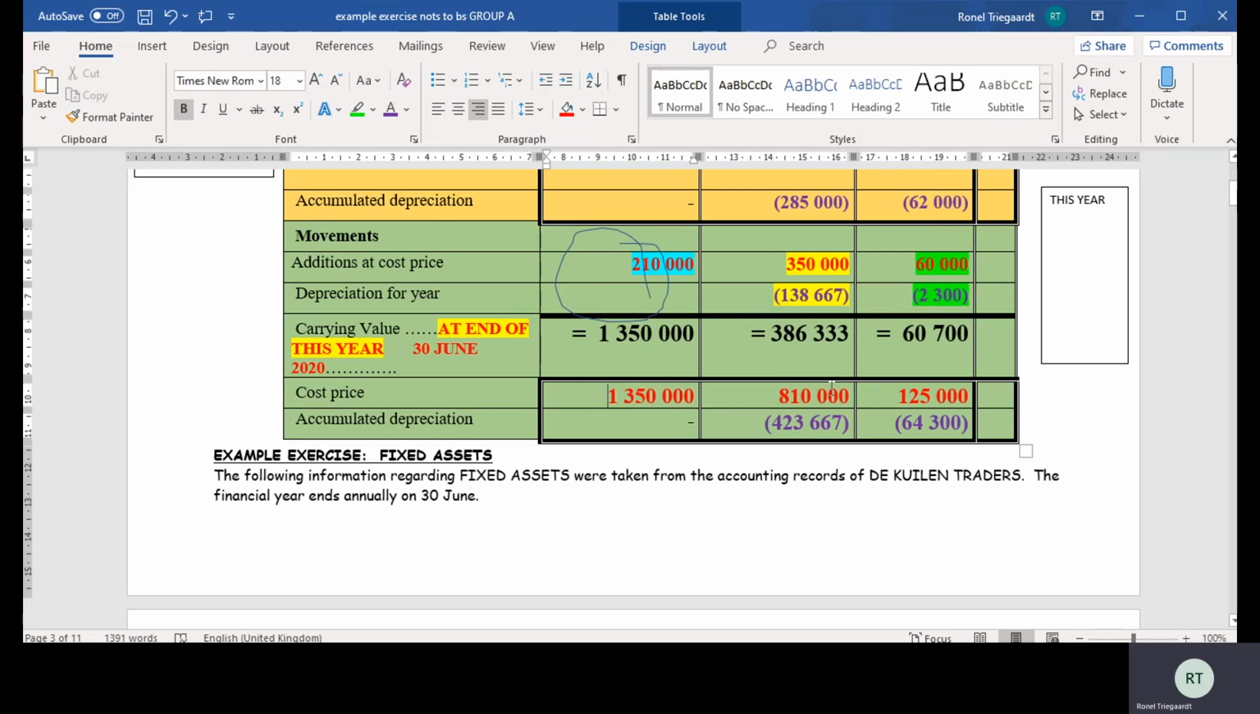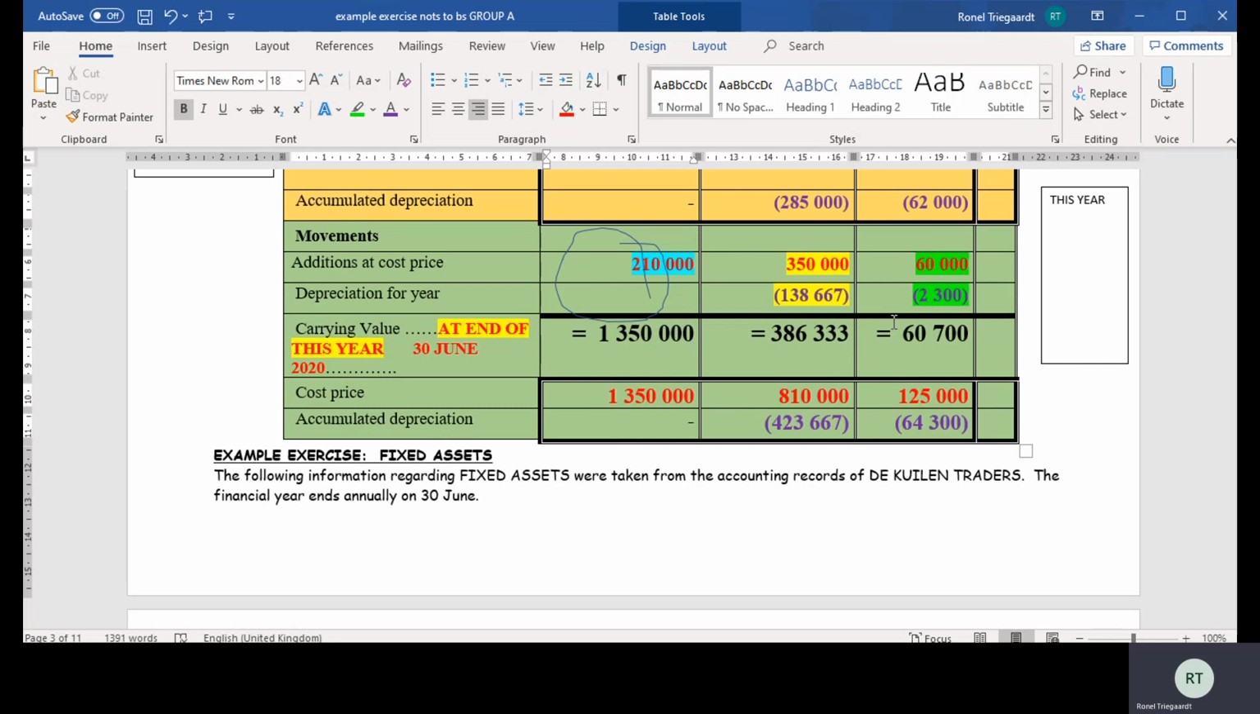So the 810,000 minus 423,667 gives 386,333, and the 125,000 minus 64,300 gives 60,700. So can you see this note has a built-in verification for you? Verification means checking your amounts. Are you all right with this?